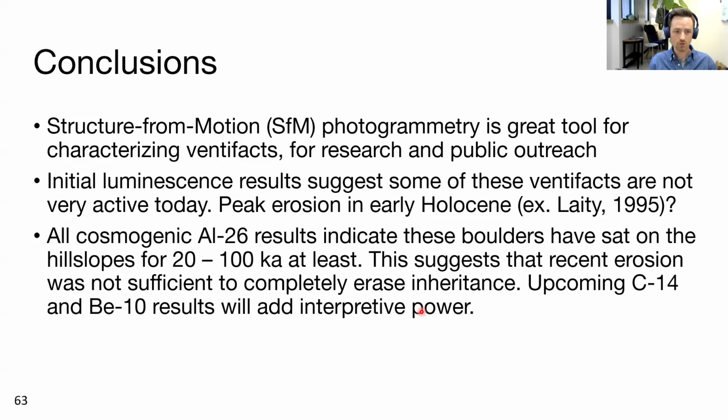The cosmogenic aluminum-26 results indicate that these boulders have sat on the hill slopes for 20 to 100,000 years at least without overwhelming erosion. So recent erosion was not sufficient to completely erase inheritance. But it's going to be really interesting when we get our carbon-14 results, especially because these are sensitive to a very different time scale. And the ratio of C14 to beryllium-10 to aluminum-26 may give us some power to learn whether or not there was elevated erosion in the Holocene.